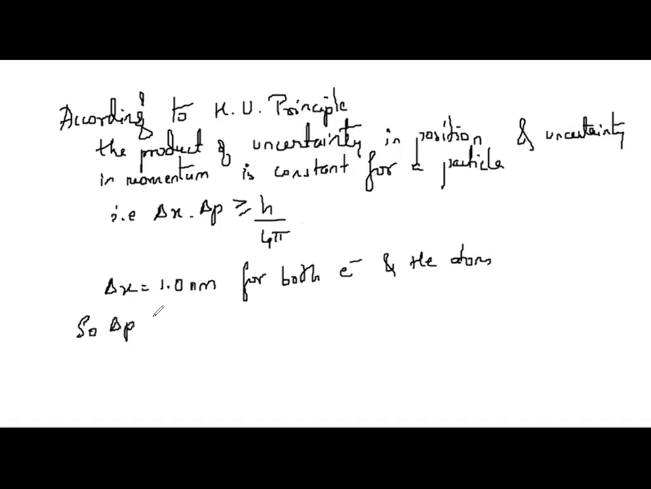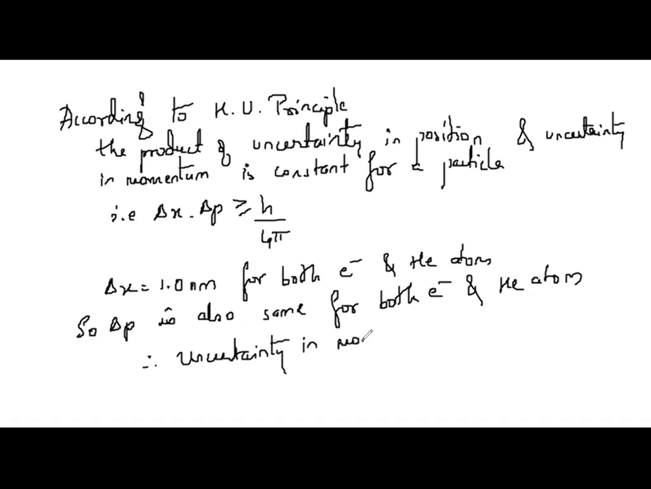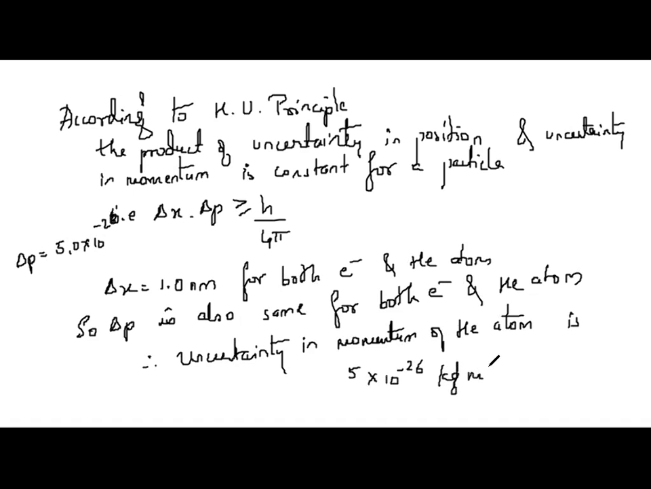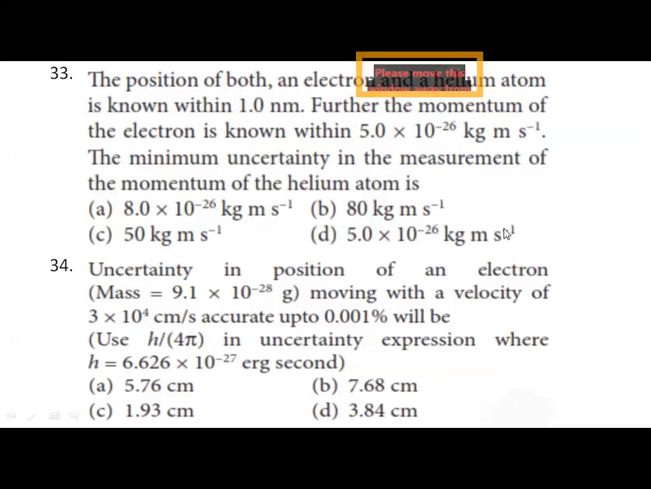So can I say delta p is also same for both? Yes or no? According to our uncertainty principle, if delta x is 1 nanometer for both, then delta p will also be same for both electron and helium atom. Thus, uncertainty in momentum of helium atom is how much? If uncertainty in momentum of electron they have given 5 into 10 raised to minus 26, then uncertainty in momentum of helium atom will be how much? It will be also same. So it is 5 into 10 raised to minus 26 kg meter per second.